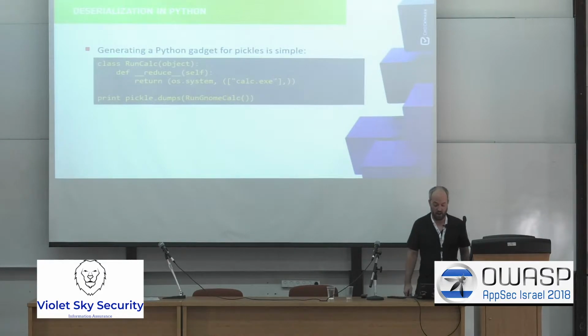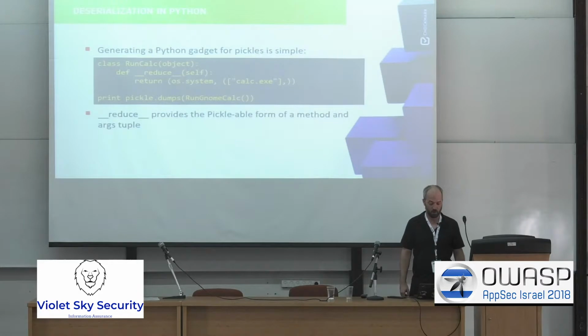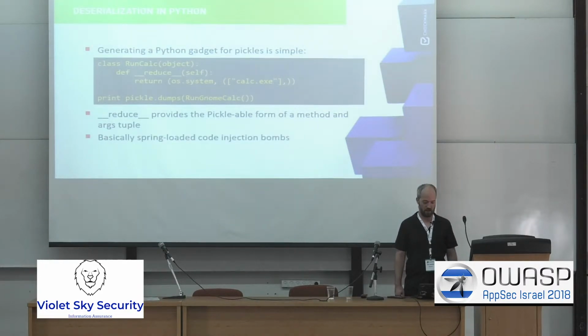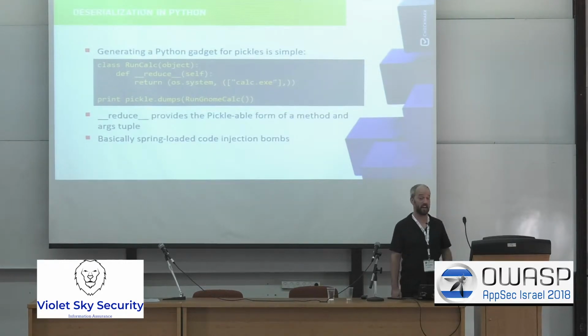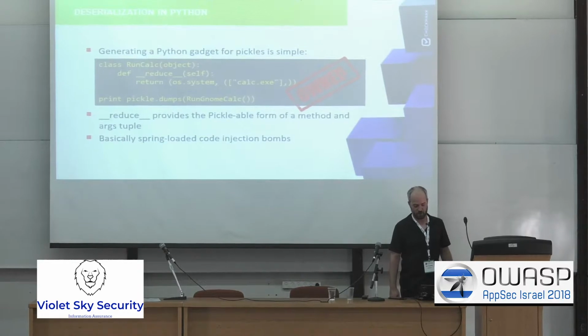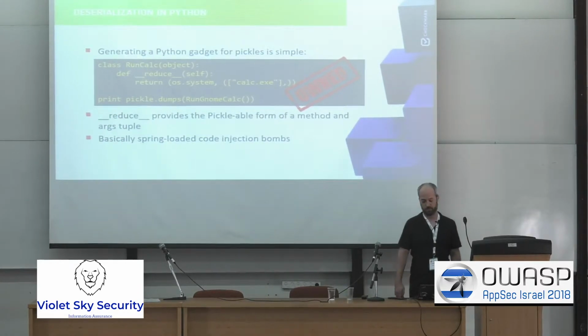Python has a native method for every object called __reduce__. Reduce produces a pickleable form of a method and an argument, or it could if you wanted to. Then when you unpickle, it simply pops that method with those variables, and you're good to go. Basically, it's spring-loading code, code injection bombs, and that's really nice and simple and easy. So that too is owned.